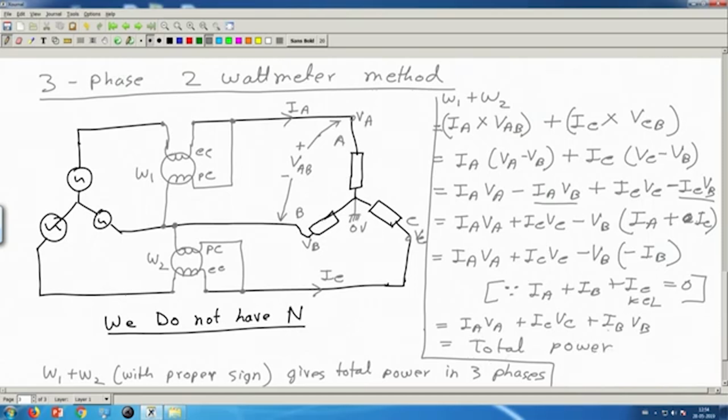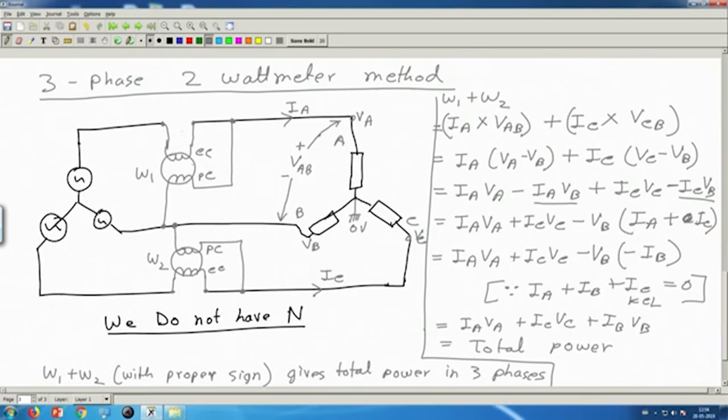So you see the magic or the math, that we have only two wattmeters which are reading these two quantities. Okay. So remember how to connect the two wattmeters. This is something you have to remember.